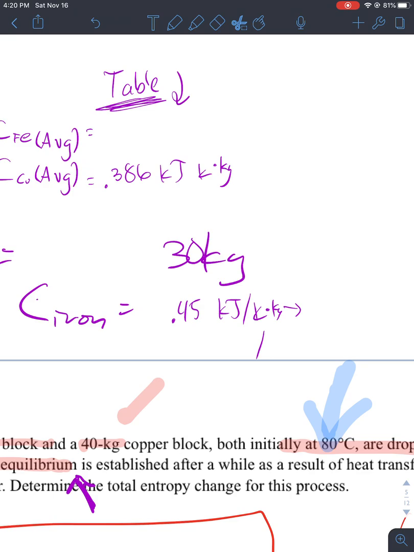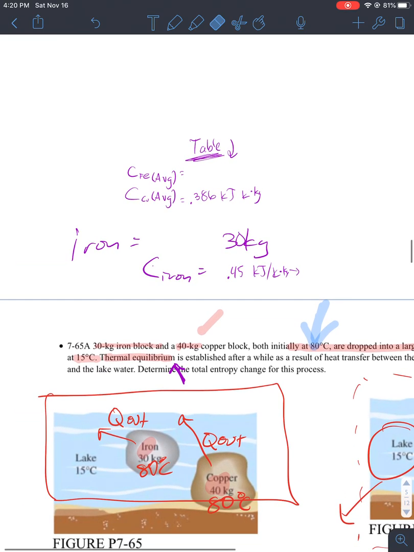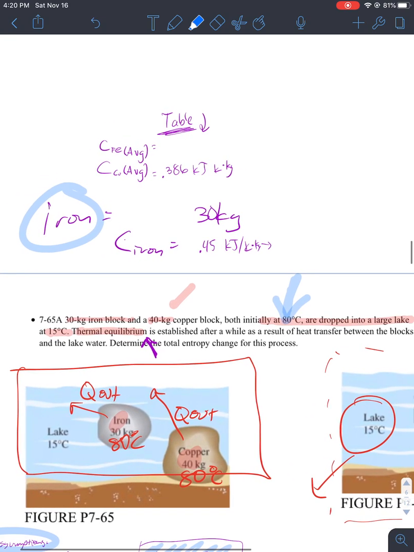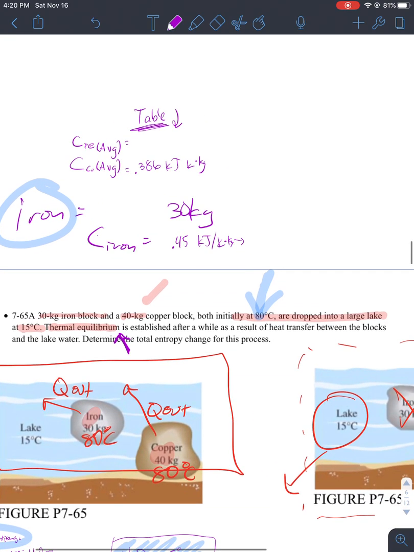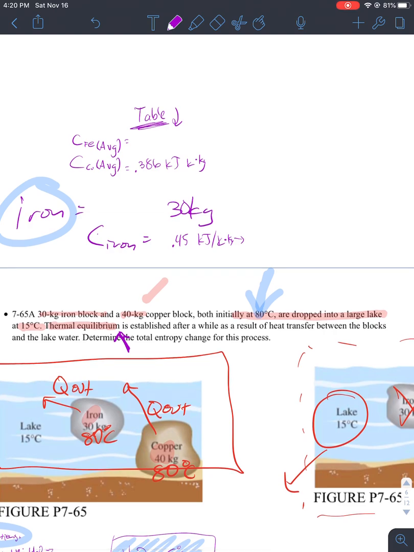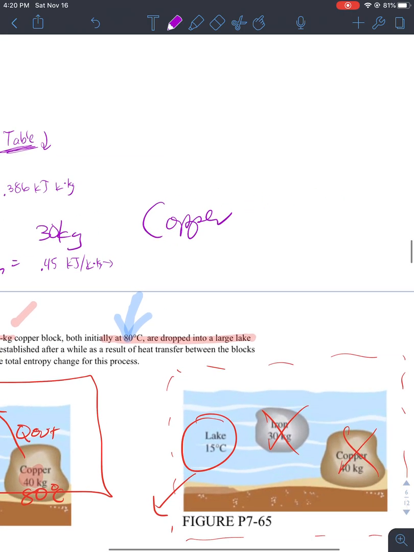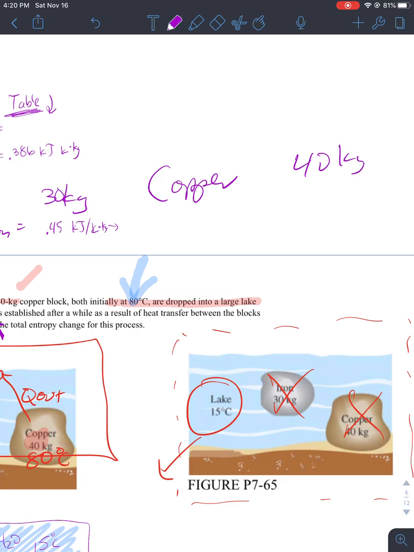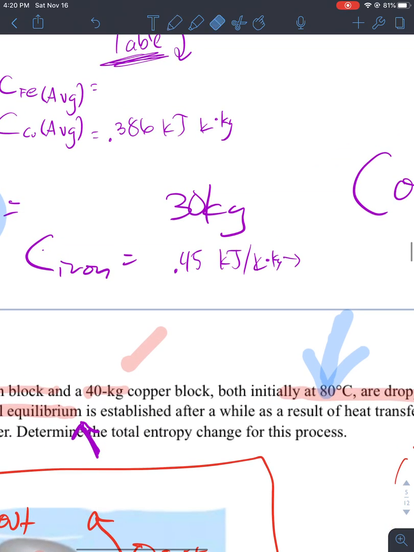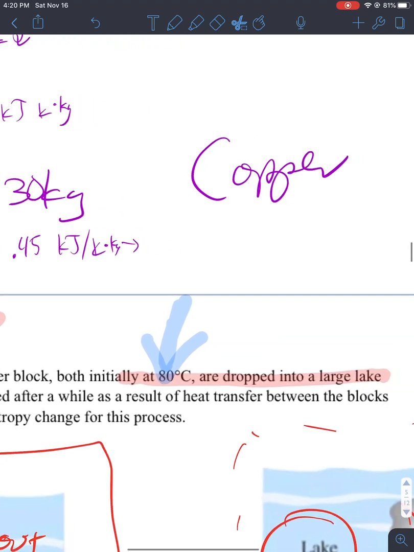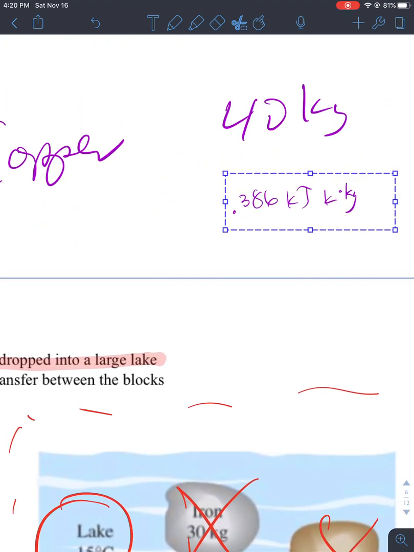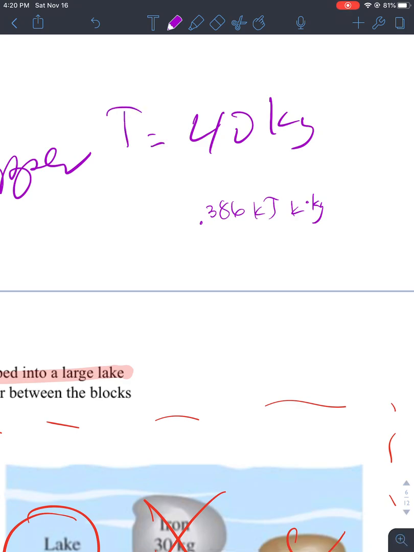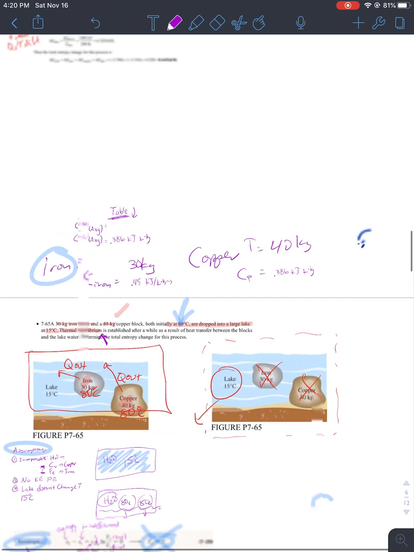Iron. This is iron. Okay, there we are. So here's the information about the iron, and here's the information for copper. It's 40 kilograms down here. 40 kilograms, and the specific heat for the solid is this. T equals and CP equals that.